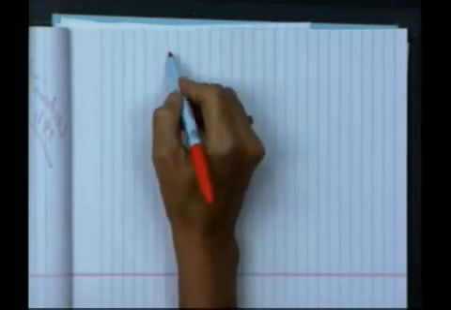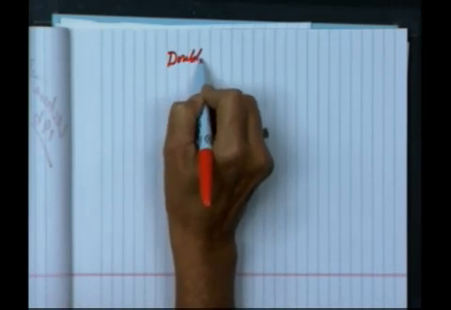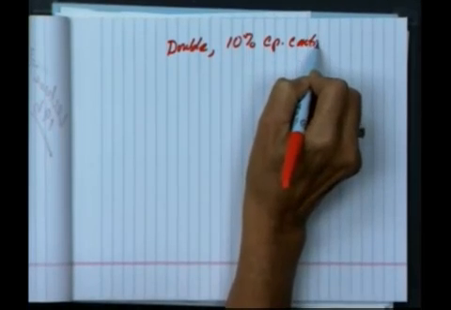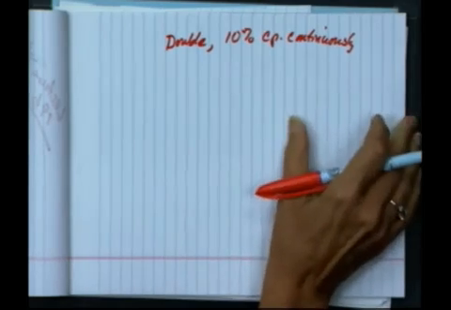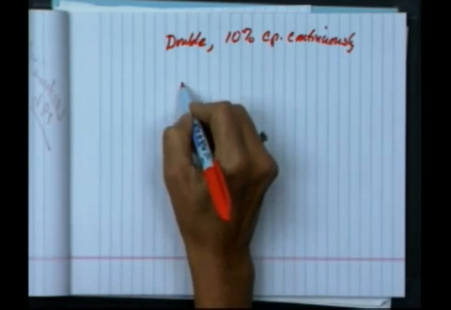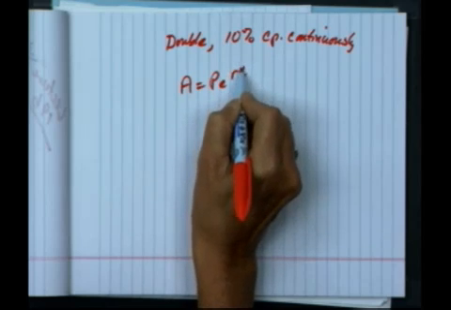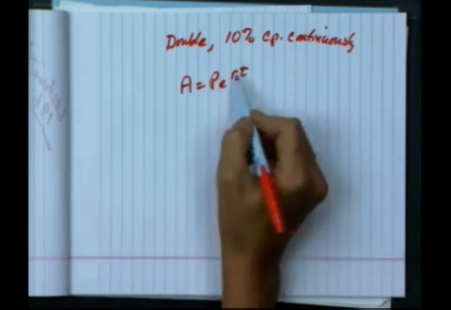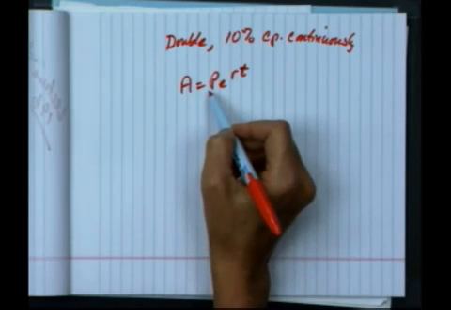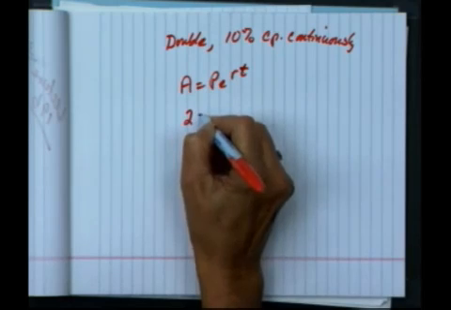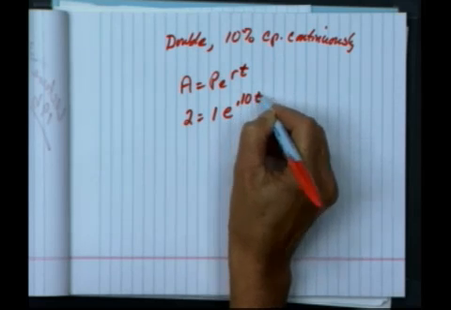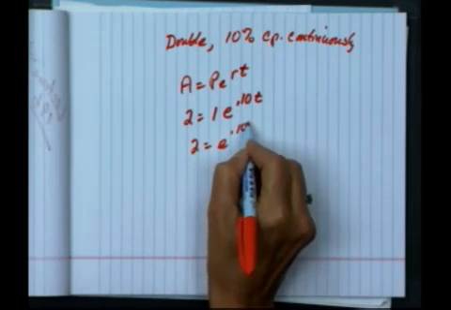All right, the other part of the problem says double your money. This time it's going to be 10% compounded continuously. So what formula are we using? Pert. We're still looking for t, and t will still be in years. We can do the same thing again, pick our amount, it doesn't matter. So we'll double. The rate is 0.10 compounded continuously. So we get 2 equals e to the 0.10t.